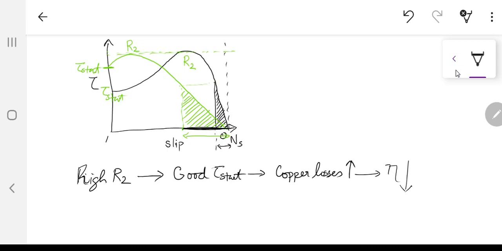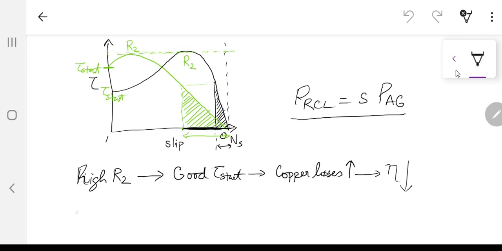And for those who still don't remember, the rotor copper losses were equal to S times P_AG. What was P_AG? P_AG was the air gap power that was actually flowing, and S was the slip of that machine. So if S is large, the rotor copper losses are going to be large, and directly speaking, rotor copper losses are dependent upon the rotor resistance, so they are going to be on the higher side.